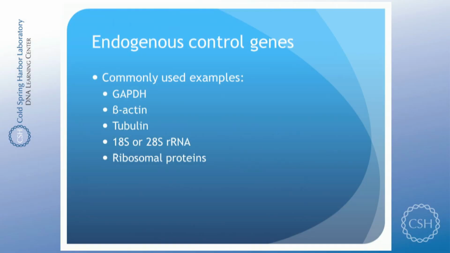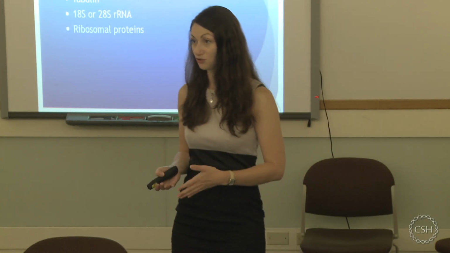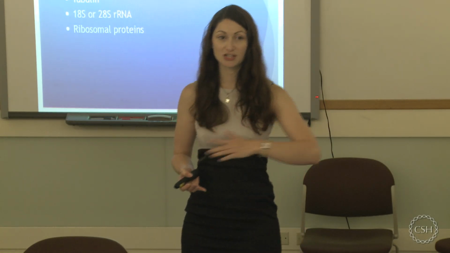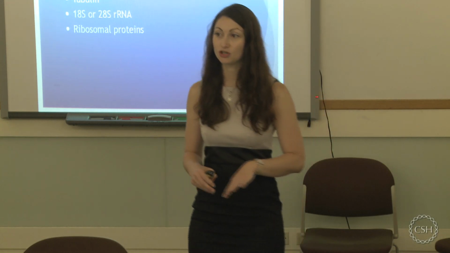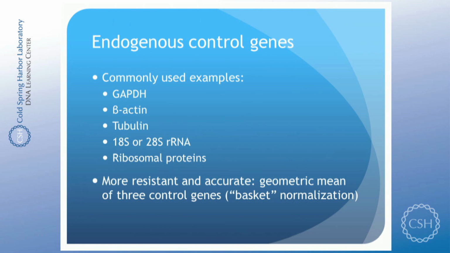Now we talked about GAPDH, and other commonly used housekeeping genes or control genes would be beta-actin, tubulin. Then oftentimes people use either rRNA directly or any transcript of ribosomal proteins. They can be good controls in some cases, but are not necessarily good controls. If they work for your system, if you don't see any change ever and they're totally stable, fantastic, you can go for it. In case you don't, and that happens many times, you can do the so-called basket normalization, which is a lot more resistant to treatment, and it's a lot more accurate.